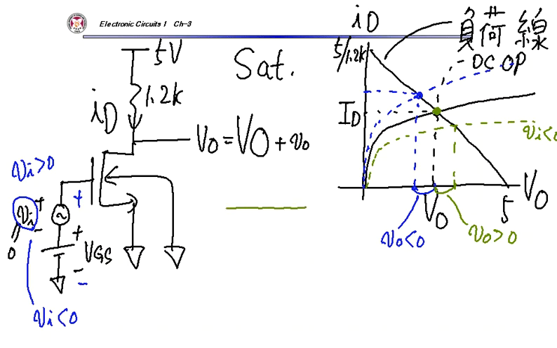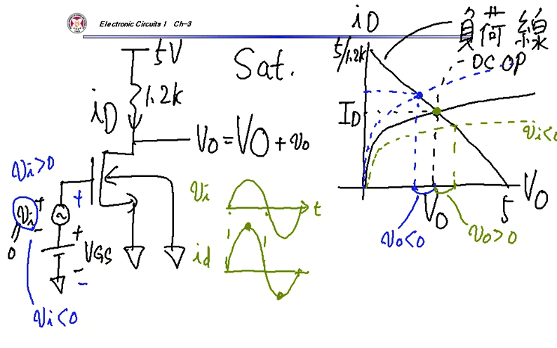See, then this is my Vi, and what's my small signal ID? Small signal ID is something like that. Is it right? This will be slightly larger, the positive peak is larger than the negative peak because of nonlinearity. And how about the VO? My VO will be larger, something like that, okay?